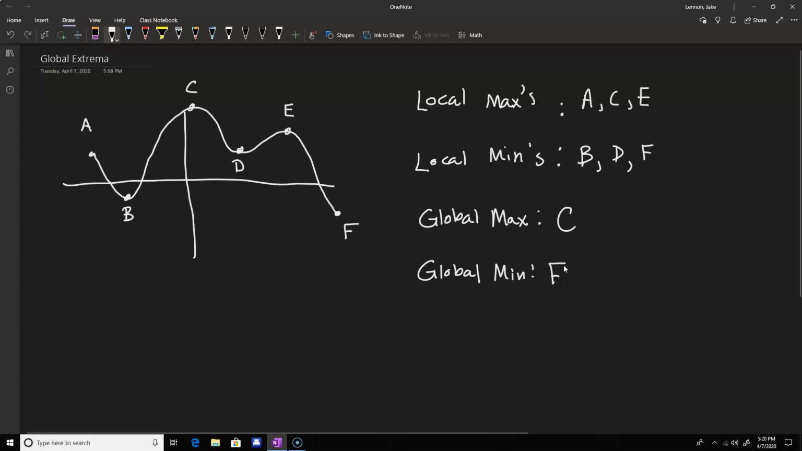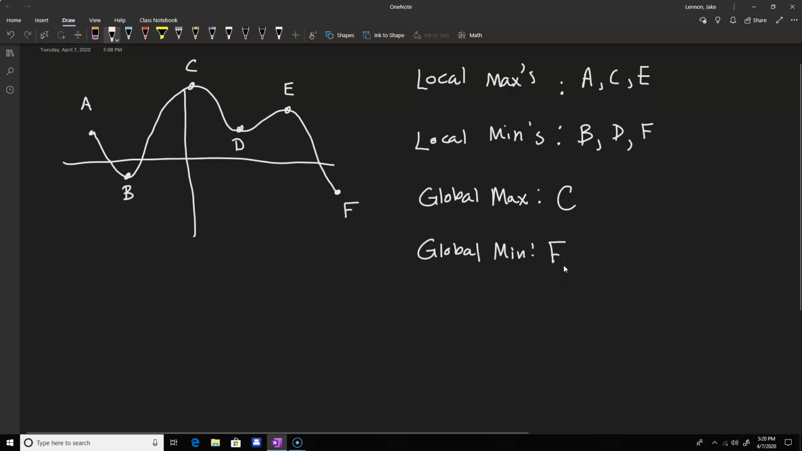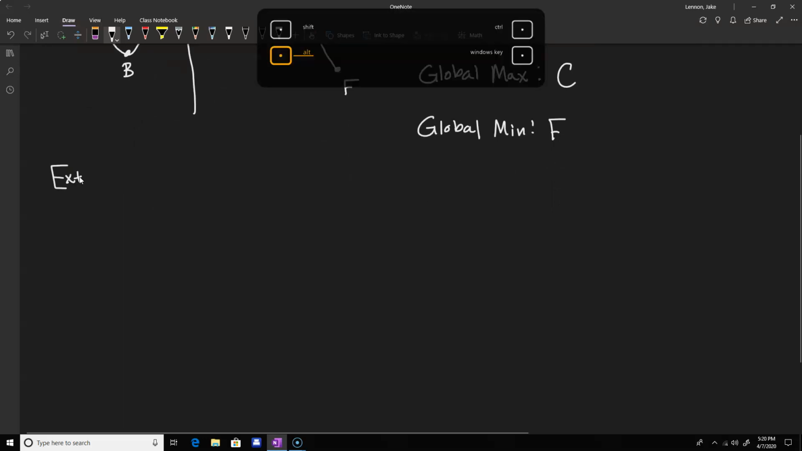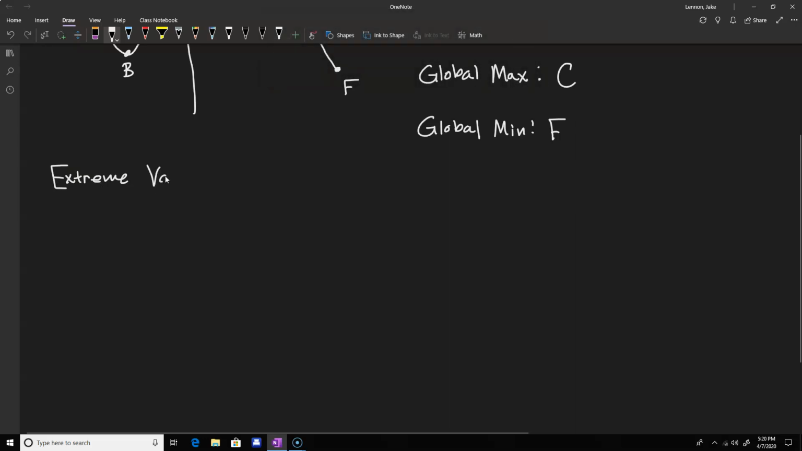So there's no need to set up these test value regions and do all that business like we did for the first derivative test. The test that we're going to be using here is known as the extreme value theorem, which sometimes we'll abbreviate EVT. There are 2 hypotheses required in order to apply this theorem. Your function has to be continuous and it has to be on a closed interval.